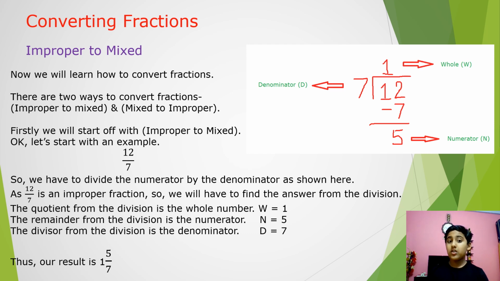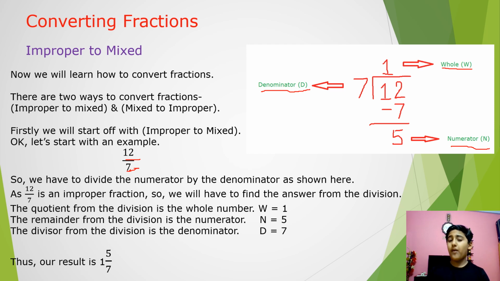Converting fractions. Improper to mixed. So, let's take an example. For example, we have 12 by 7. So, we will divide 12 by 7. So, if we divide 12 by 7, 7 ones are 7. Remainder becomes 5. So, the remainder is the numerator in the mixed fraction. The quotient is the whole number and the divisor is the denominator.